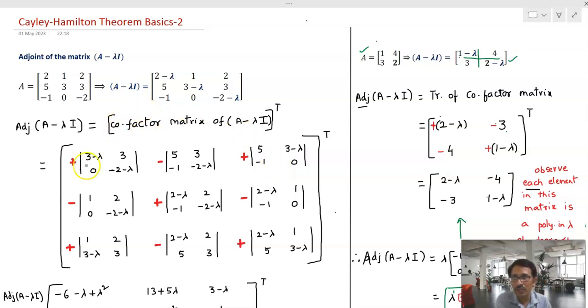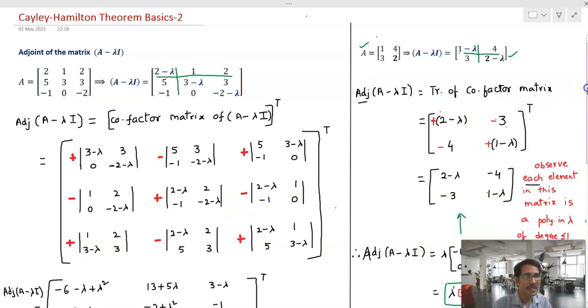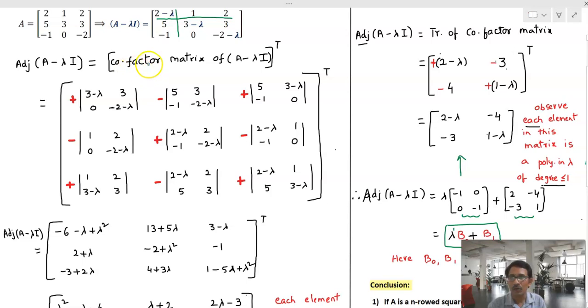Okay. So this, you know how you got this alternative plus minus. And to find the cofactor of 2 minus lambda, remove this row and column, and the remaining part you have 3 minus lambda, 3, 0, minus 2 minus lambda. That is how you form this determinant. Okay, similarly you find the determinant for minors for remaining elements.